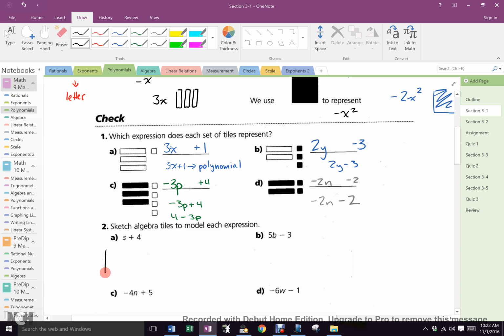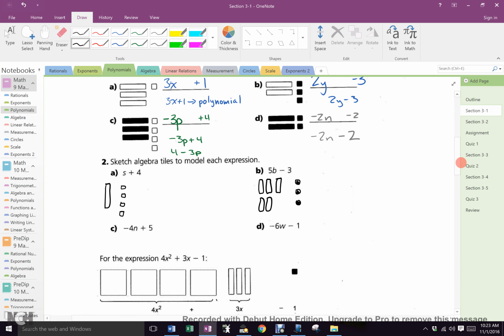The bar, right? And how many of them do I need? 1. Positive or negative? How do you know? Because there's no negative sign in front of it. What do I use for just a number? Positive little guy. How many of them? 4. And I'm done. What about this? What do I need for the letter? 5 of them. Colored or white? Positive, so we leave them unshaded, yeah? And what do I do for this guy? Negative 3, so negative 3 little shaded in ones. Now you guys should be able to do the next 2 by yourself.